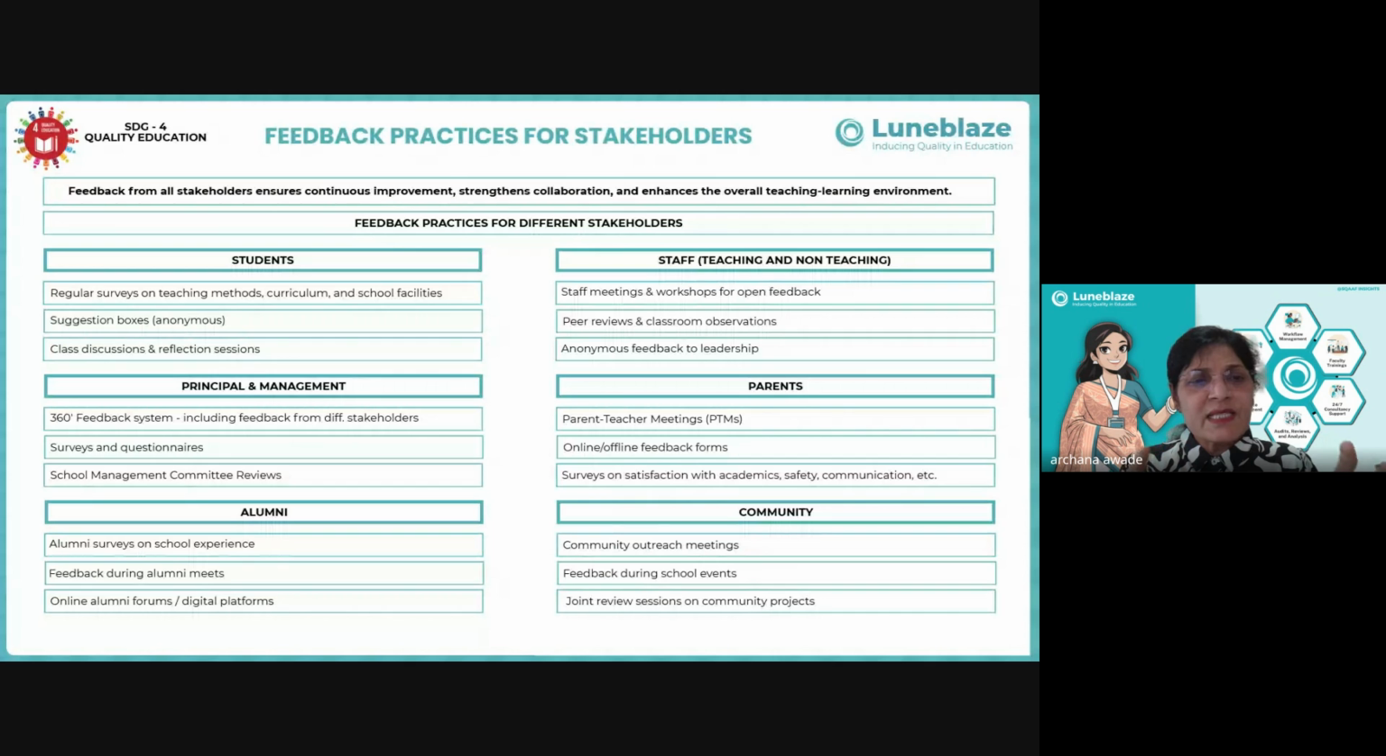So these feedback practices from all the stakeholders will serve as the method to incorporate in your policy template. If you have this feedback mechanism from all the stakeholders, it can be a part of your policy document, how you're going to collect the feedback, and it becomes a method to see how your policy has been implemented.